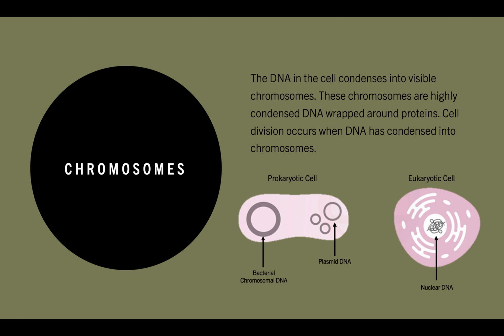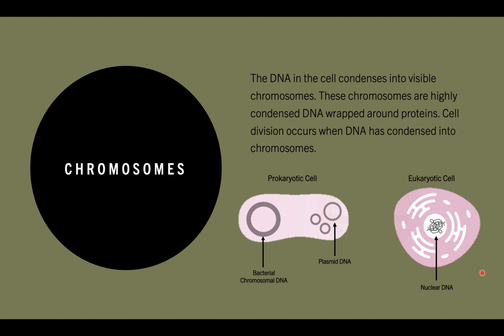This slide digs more into chromosomes and what they are. The DNA in the cell condenses into visible chromosomes. These chromosomes are highly condensed DNA wrapped around proteins. Cell division occurs when DNA has condensed into chromosomes. For a prokaryotic cell, which would be those simple cells like bacteria, the bacterial chromosome, like we said in the past slide, is a singular circle here. We have other plasmid DNA, but this is really what we're trying to copy and make a new copy of for binary fission, for example.